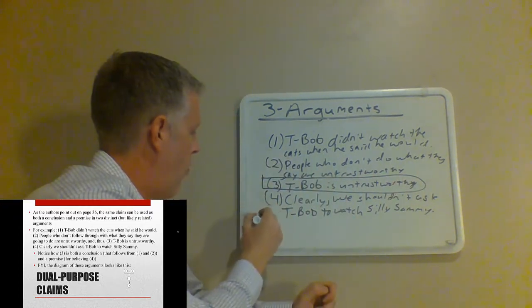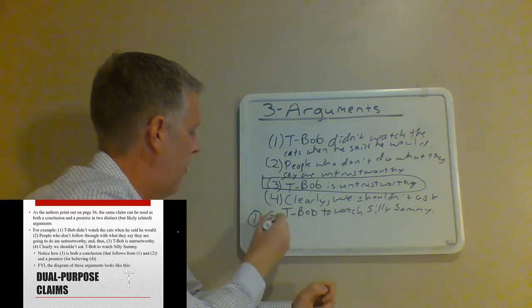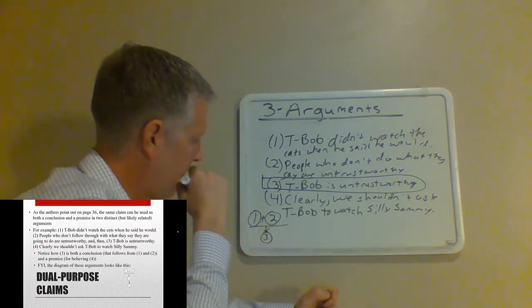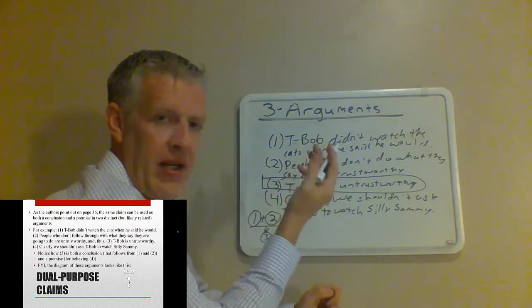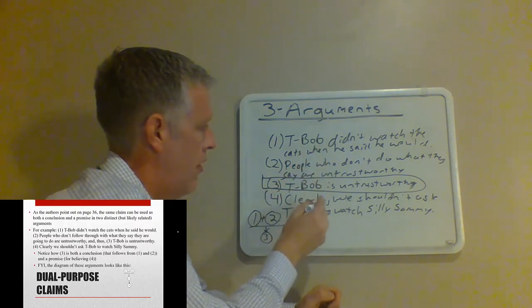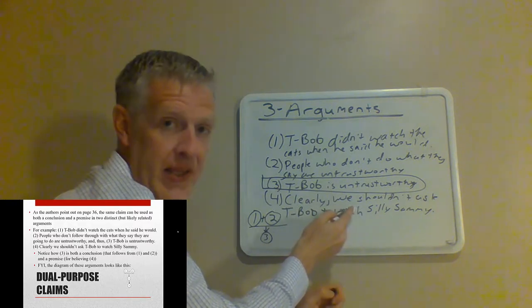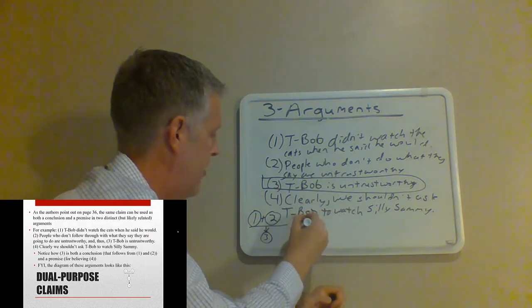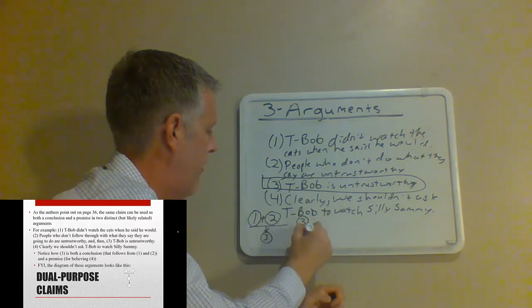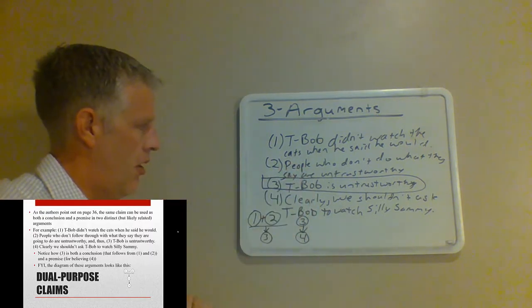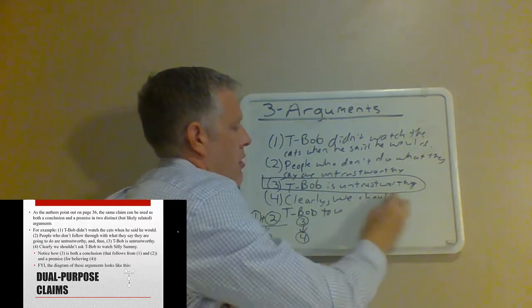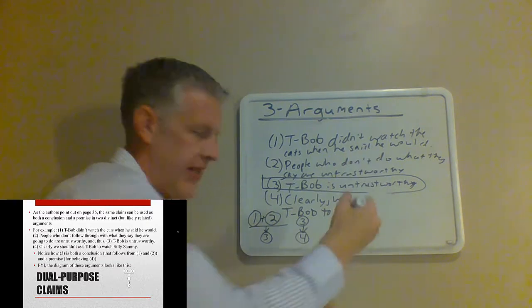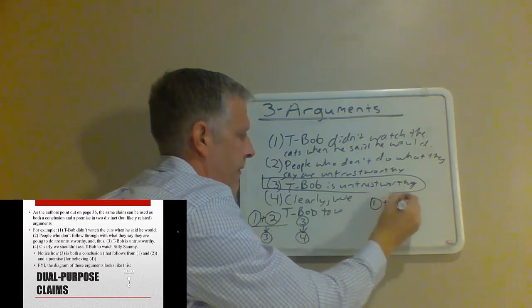So we have two different arguments actually here, right? We have 1 plus 2 leading to 3, okay? And then we also have T-Bob is untrustworthy. That can serve as a premise then for 4. That's a reason for why we shouldn't ask him to watch our pet, right? So in this case, for that argument, it'd be this, okay? And if this is all interconnected, right, as I mentioned, or show on the bottom of that slide, it would be something like this.